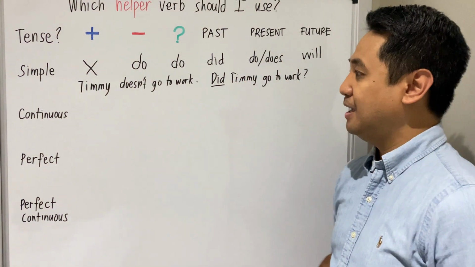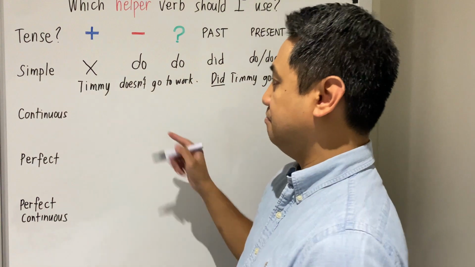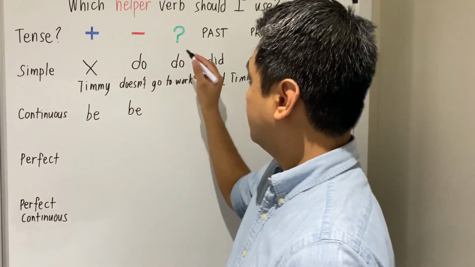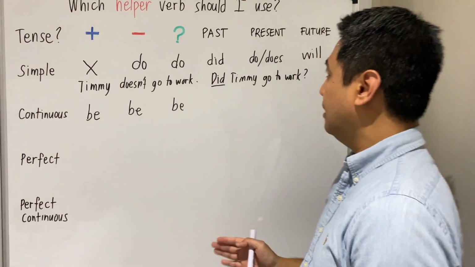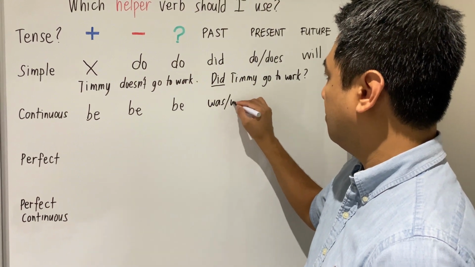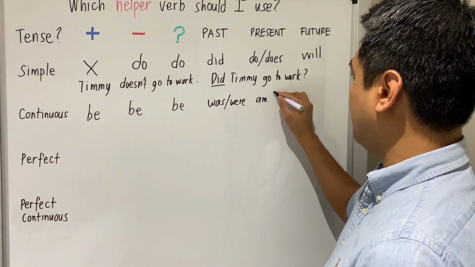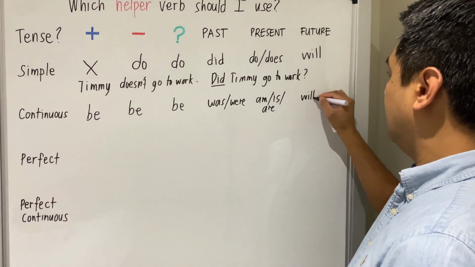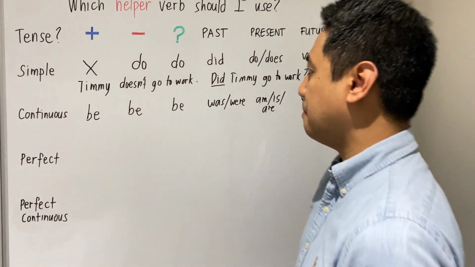Simple, isn't it? Now, if it's a continuous tense, any continuous tense, then positive, you need to use be. Same with negative, same with question. Now, of course, the form of be depends on the time you're looking at. If you want to express past time, then be becomes was or were. If it's present, is, am, are, right? And if it's future, it's will and be. And that's it. So let's look at some examples again.